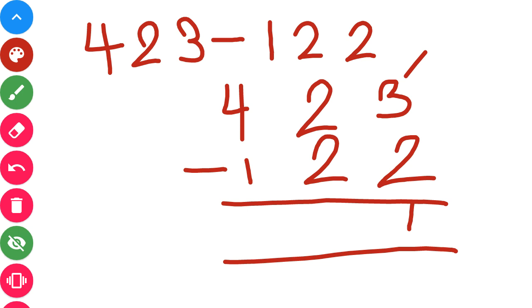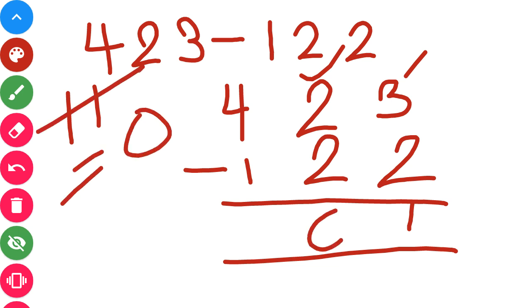Now we have 2 minus 2 at the tens place. So, what will we get when we subtract 2 from 2? 0. Now we have 4. And what do we have to subtract from 4? 1. So, subtracting 1 we will get 3. So, our answer will be 301. So, this is subtraction without regrouping or without borrowing.